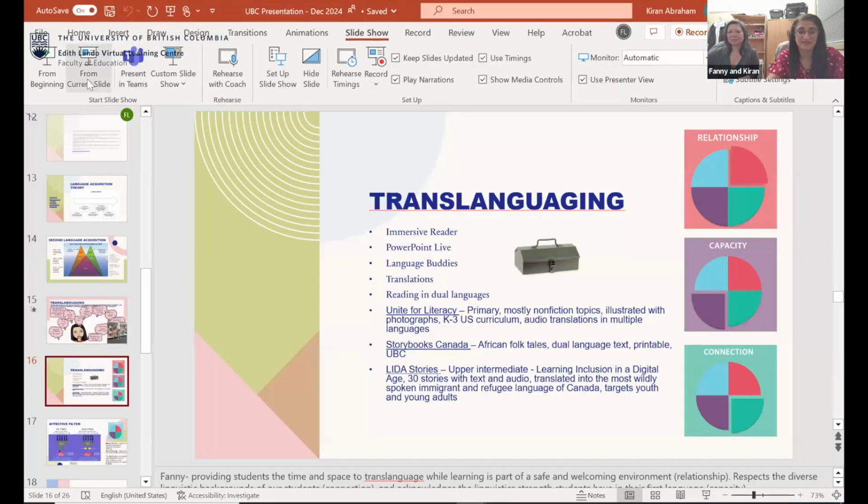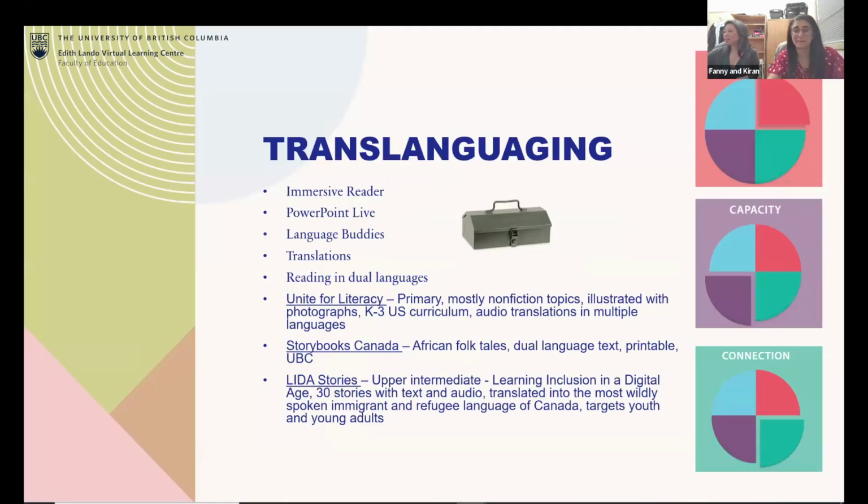Perfect. Okay, we'll go back to here. So translanguaging supports relationship, capacity, and connection according to the 4 pillars of trauma-informed practice.